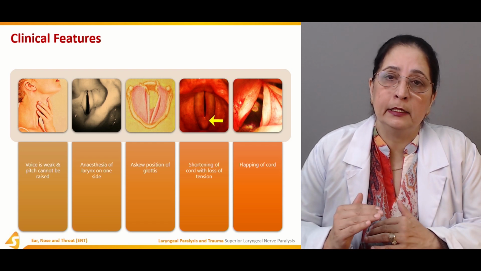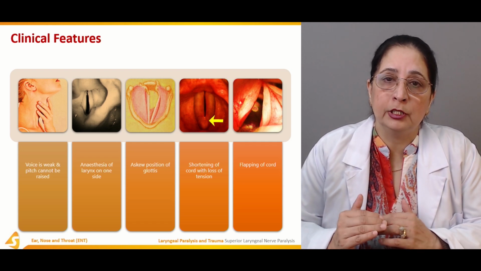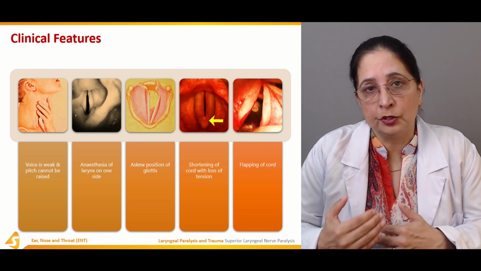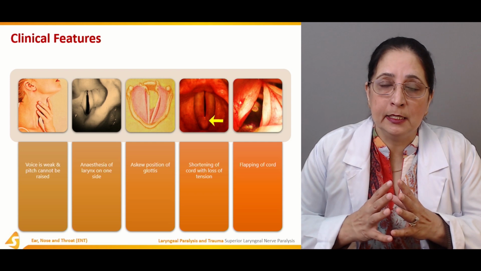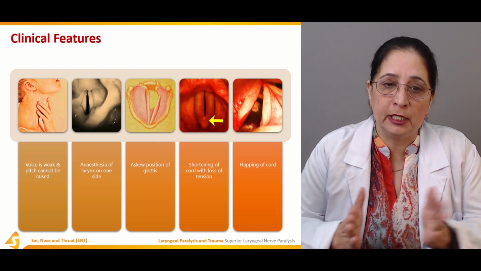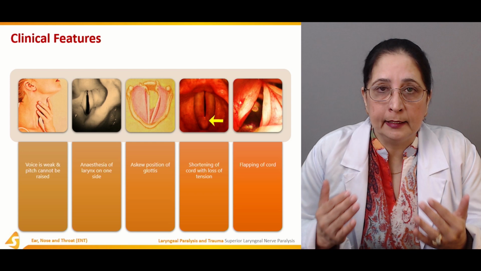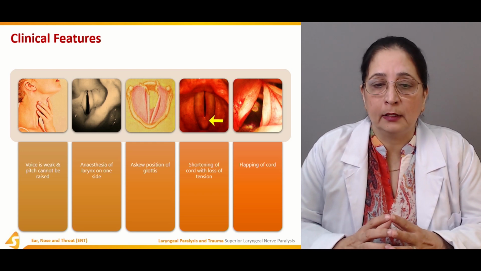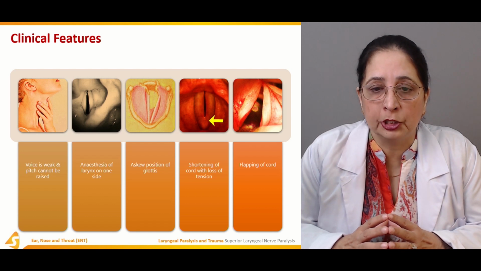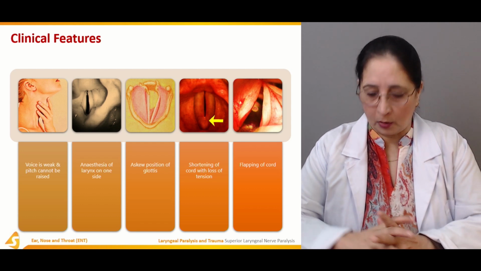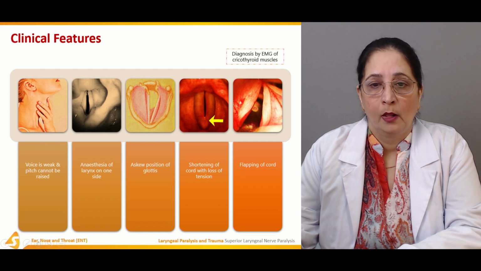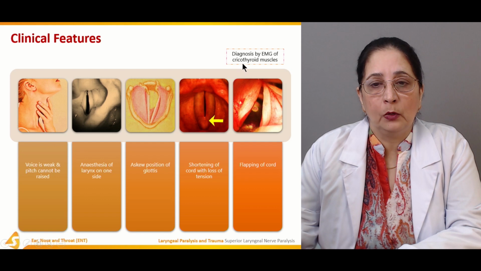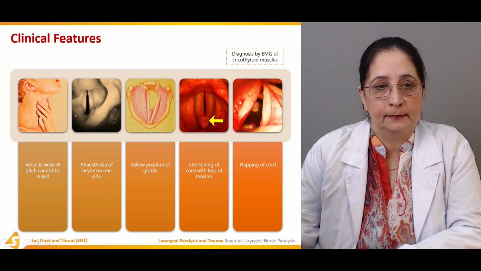So all these clinical features are present because of paralysis of the superior laryngeal nerve, mainly the external division, which is associated with weak voice, pitch not raised, and loss of the muscle, so the positioning is not well aligned. There is askew position of the glottis, shortening of the cord with loss of tension, and flapping of cord. Diagnosis is by electromyography of the cricothyroid muscles.